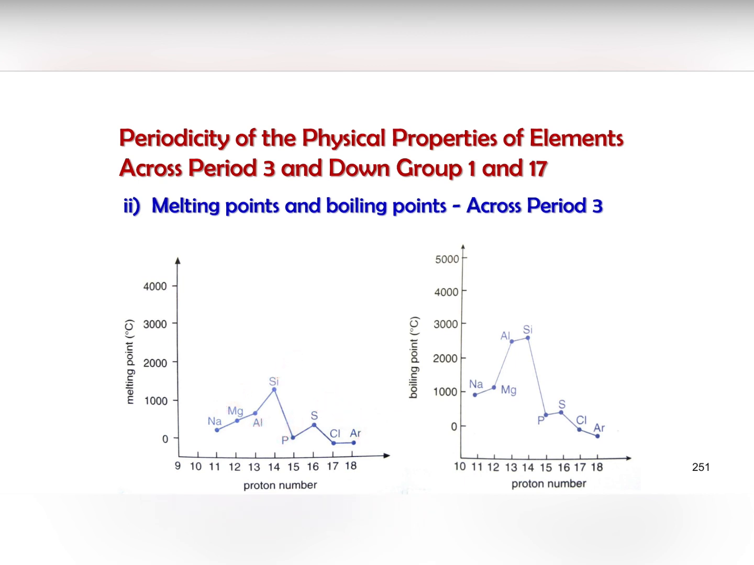So generally across period 3 you can see the trend for melting point will increase, then a sudden drop, a sharp drop, and then increase and then drop again. It is the same with boiling point: increase, sudden increase and then sudden drop. So it will generally drop. So why is this? We will look at the explanation.